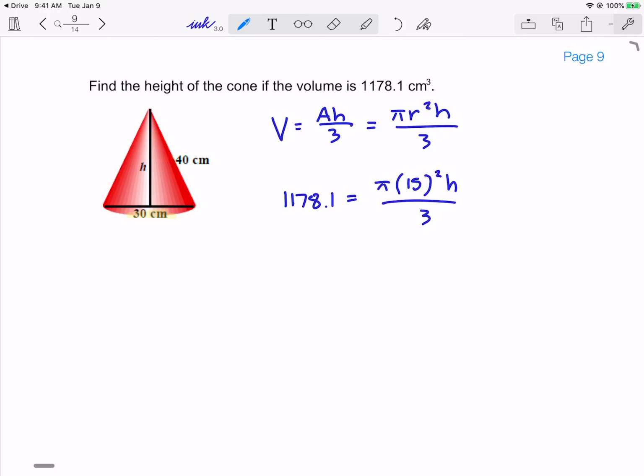So now I'm going to do the inverse operation. So instead of dividing by 3, I'm going to multiply both sides by 3 to get rid of the division, and I end up with 3,534.3 equals pi. If I square 15, I get 225. So I really have 225 pi times h.